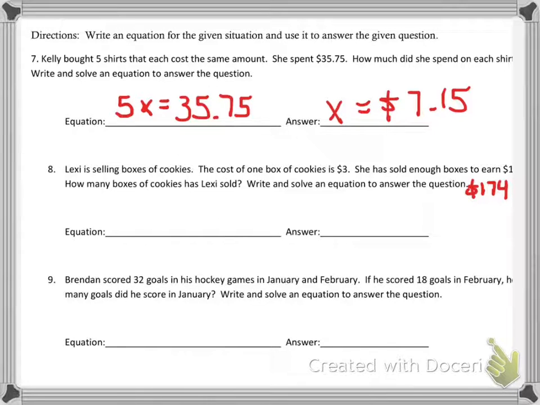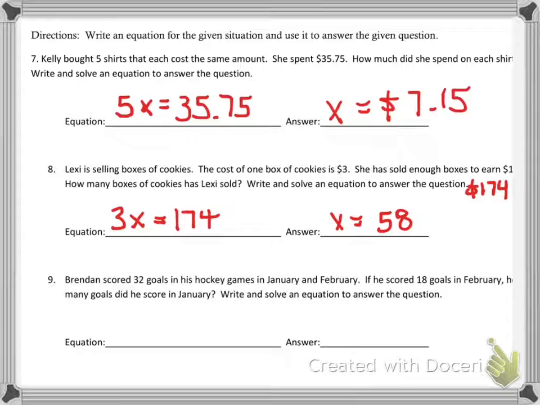So how many boxes has Lexi sold? Well, it's $3 for each box, so I know that's the beginning of my equation. And it ends up being $174. So there's my equation: $3 per box is 174. To solve it, I'm just going to use algebra and divide 174 by 3. Divide both sides by 3. I get x equals 58 boxes. 58 boxes is the answer.